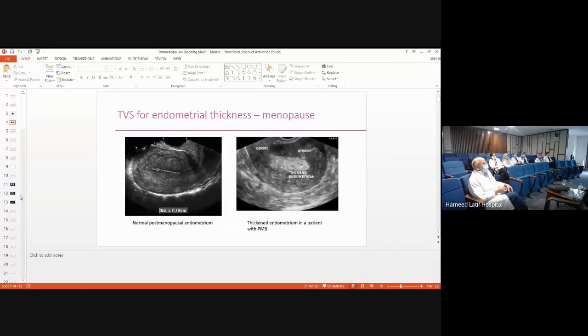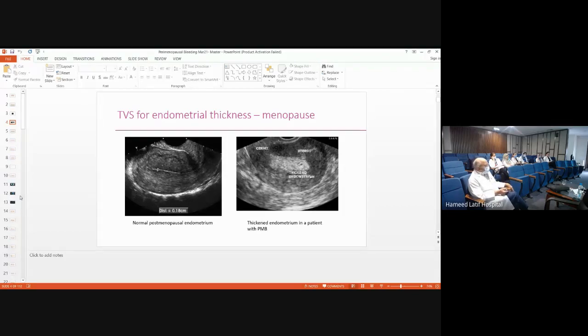Next, this is the endometrium on the left side that you see here. This is the postmenopausal normal endometrium. Again, a 2 millimeter thin endometrium. So this is just like the one that you would see immediately after the menstruation has stopped.